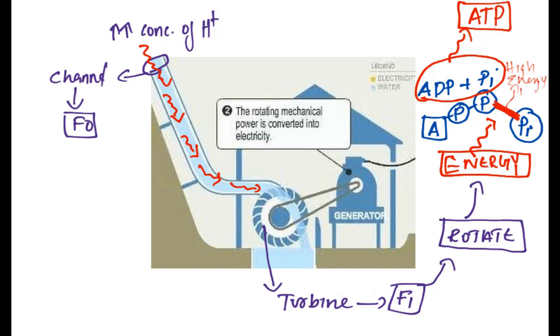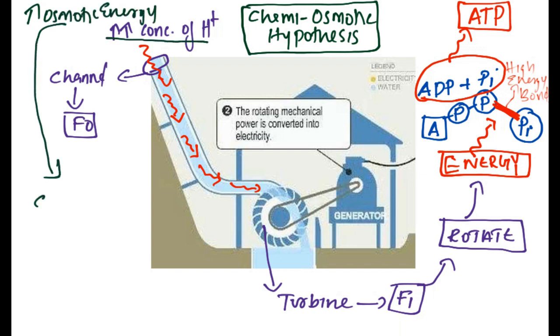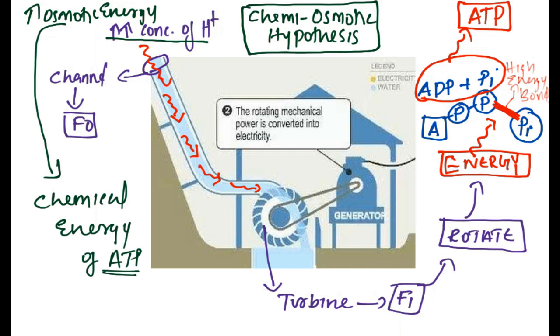And this third bond is a high energy bond there. And how will you create this energy? By the rotation of the paddle. And this is the very famous theory of ATP production, that is known as the chemiosmotic hypothesis of energy production. And here the high osmotic energy of that hydrogen ion concentration is converted into chemical energy of the ATP.